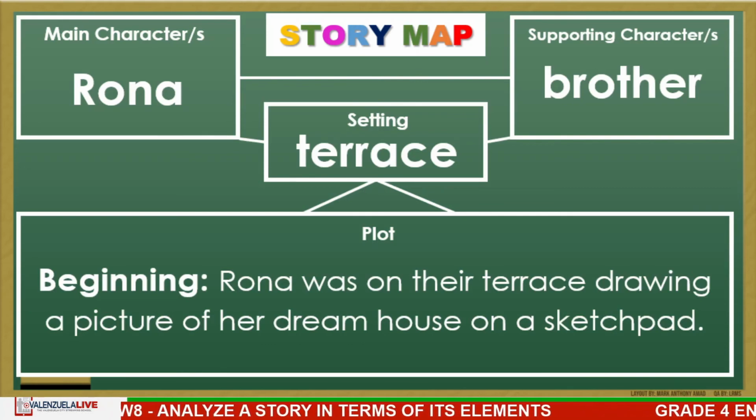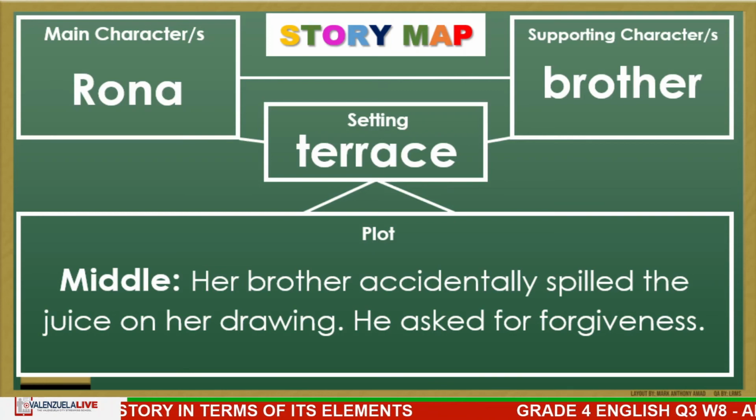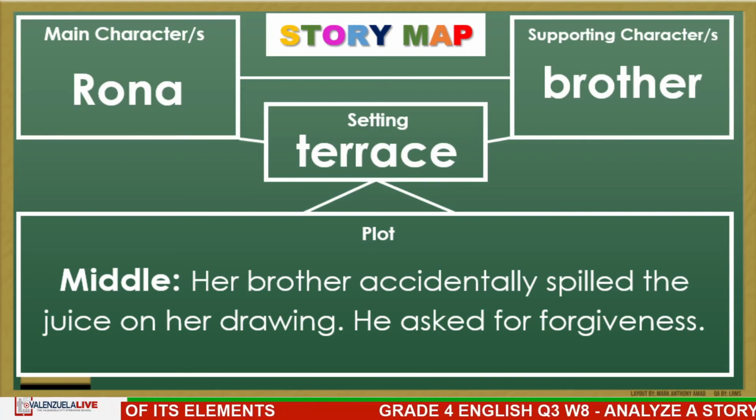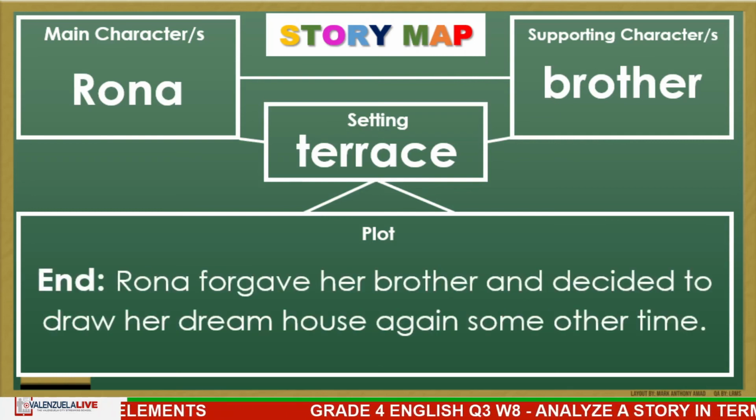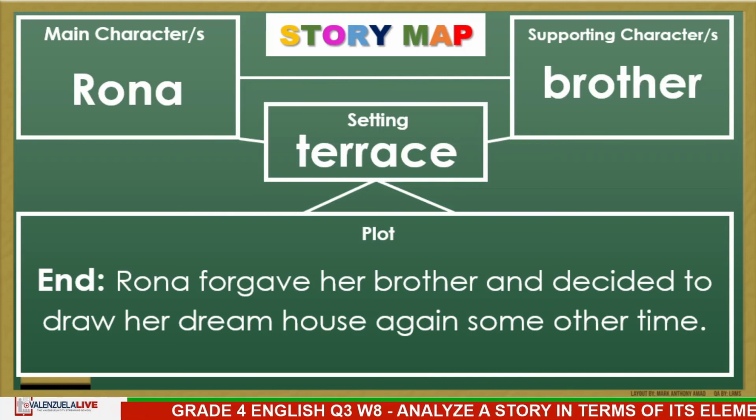Rona was on their terrace drawing a picture of her dream house on a sketch pad. Her brother accidentally spilled the juice on her drawing. He asked for forgiveness. Rona forgave her brother and decided to draw her dream house again some other time.